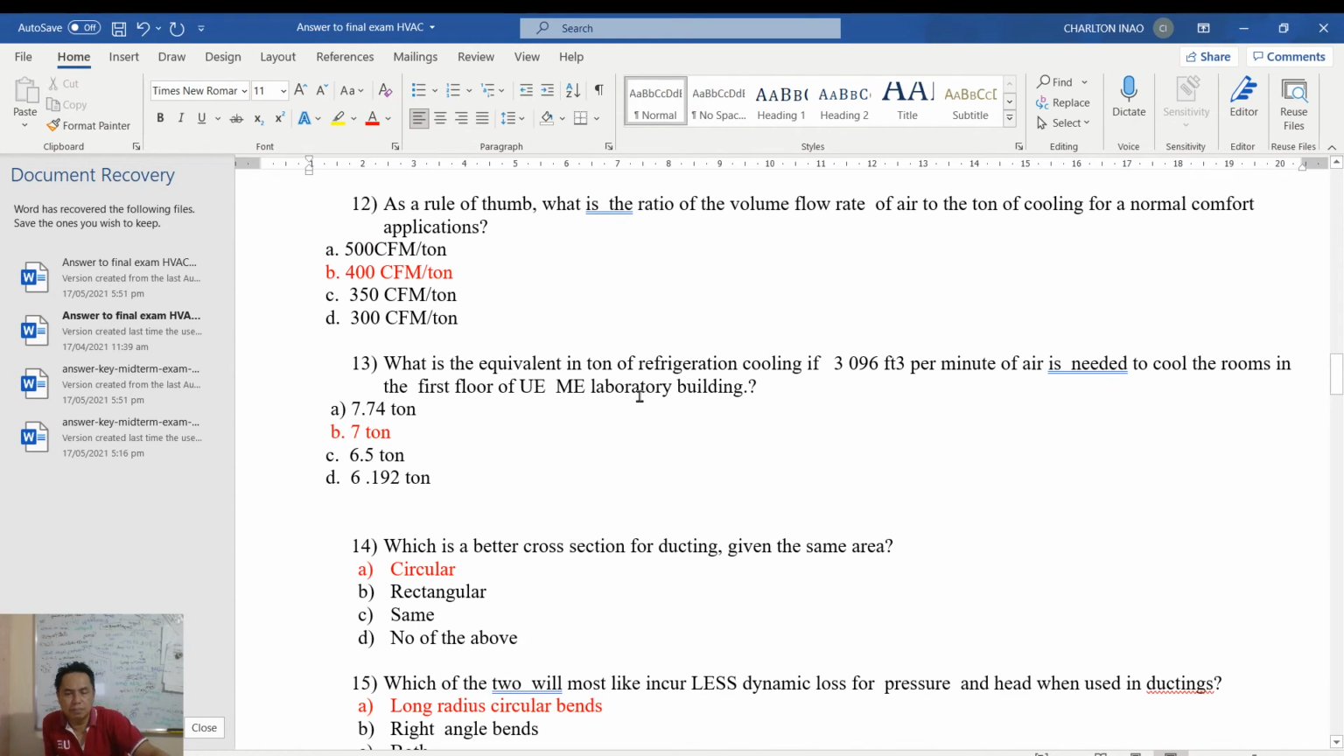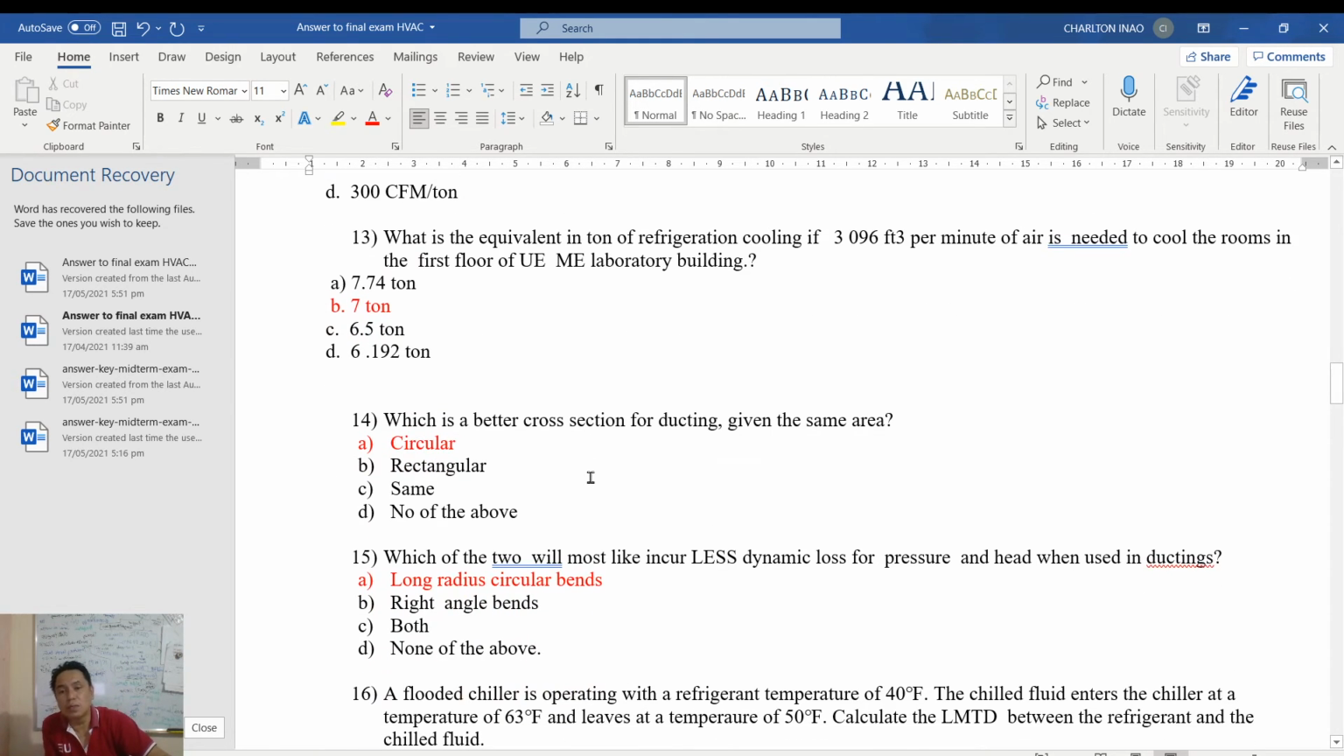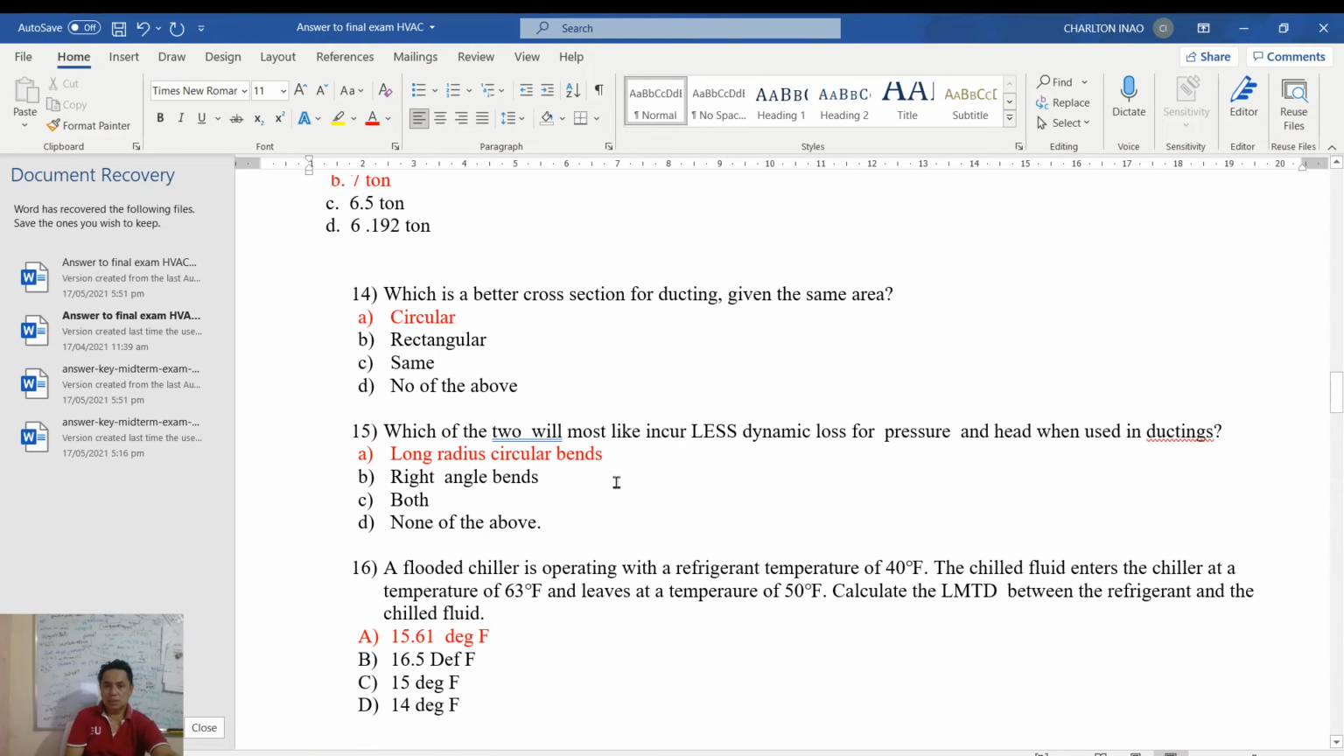So we're here, right? So 400 cubic feet per minute per ton. And if you're going to calculate this, 7 ton, no? Which is better cross sectional for ducting given the same area? So same area, so it's better for air conditioned room. Yeah. So better a cross section given the same area.